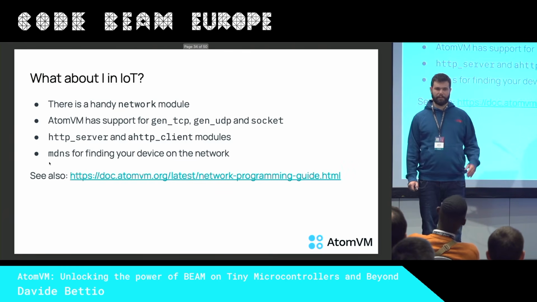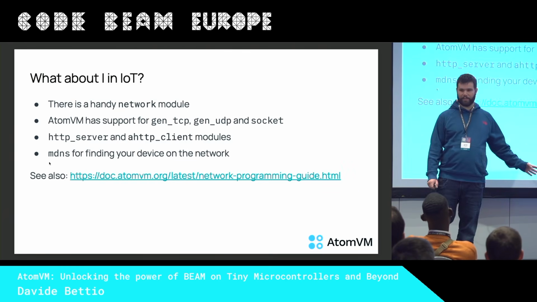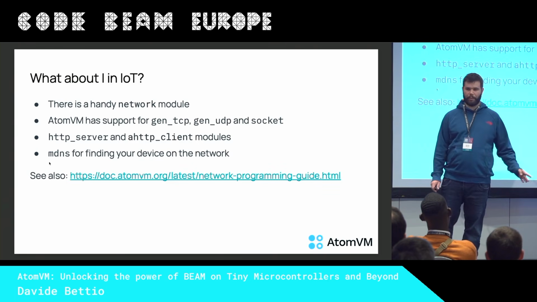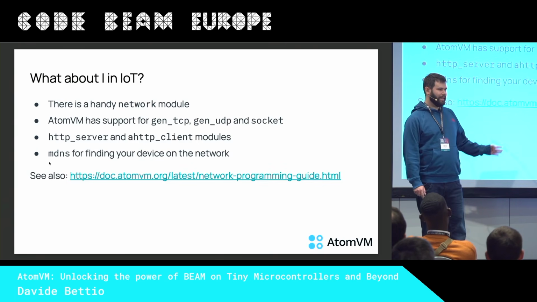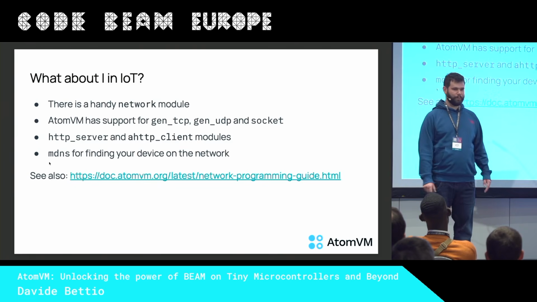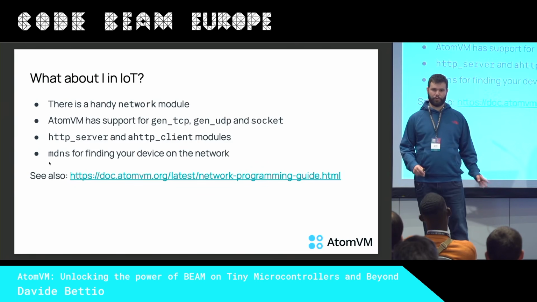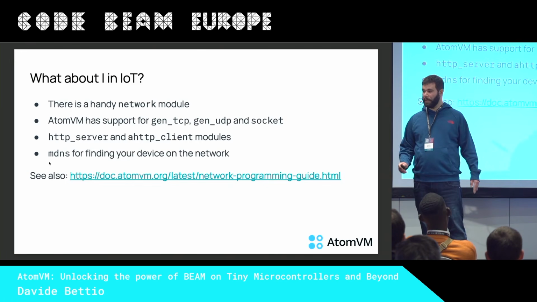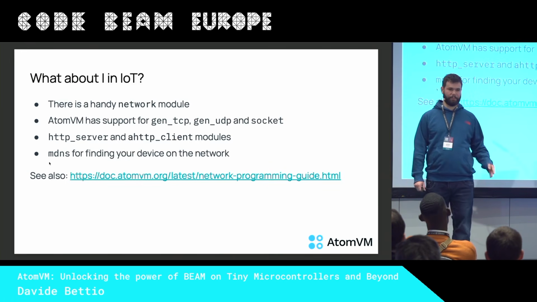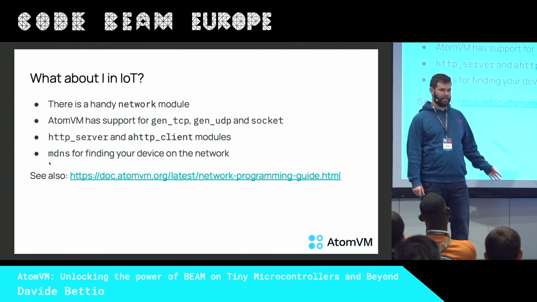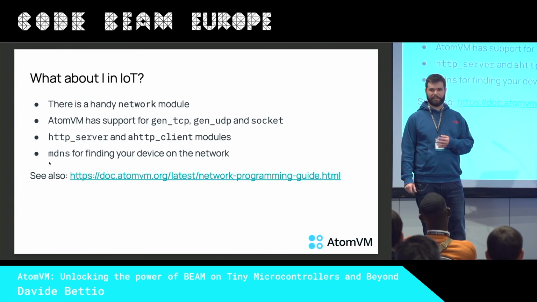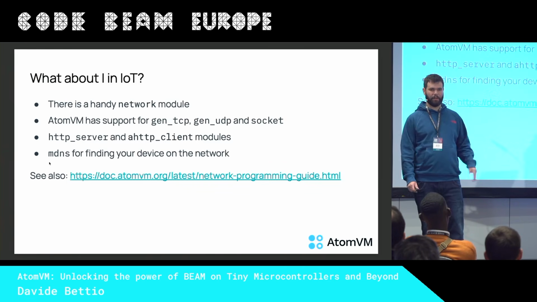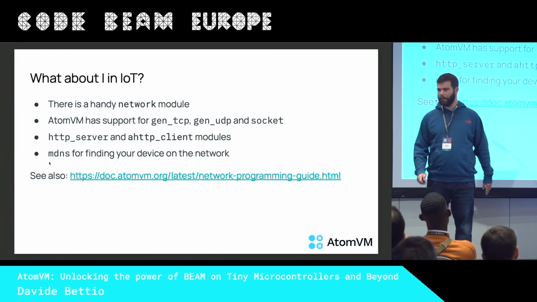But we've been talking about Internet of Things, where is the I? Well, we have support also for internet stuff, and for that purpose we have the usual APIs you are used to, like gen_tcp, gen_udp, and whatever. But we also have a number of additions, like support for an HTTP server or requests, and also stuff like mDNS for being discoverable on the local network.